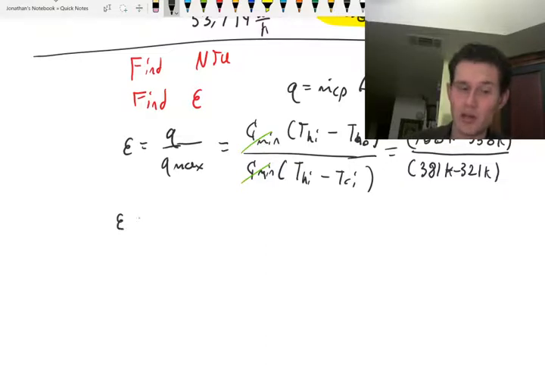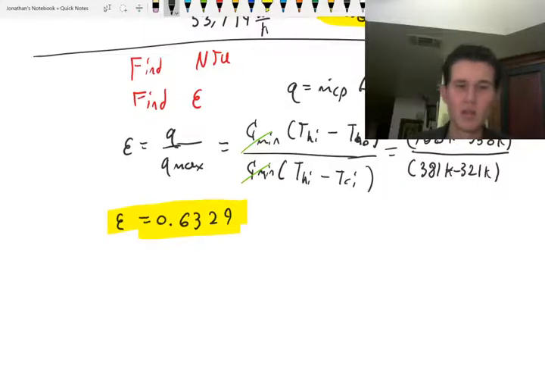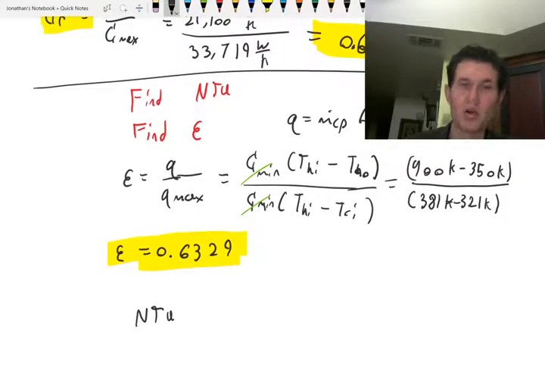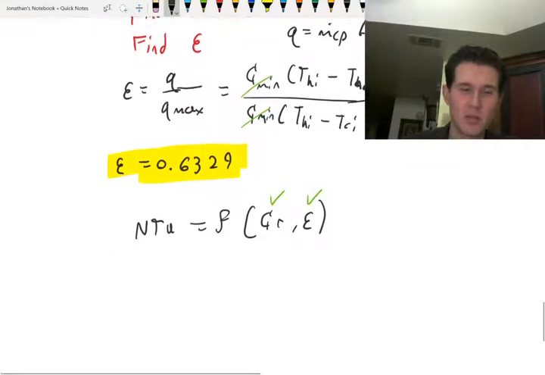So we want to calculate that efficiency out now. All right, and that's going to be about 0.6. Now we want to find our NTUs. Now what do we know about our NTUs? Well, we know that our NTUs are a function of our CR and our efficiency. That's why we just calculated efficiency.